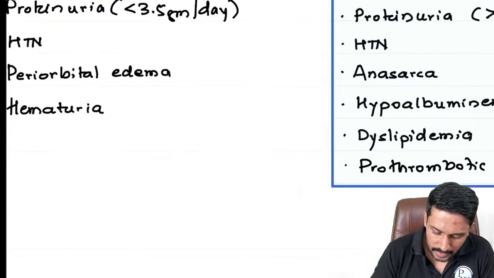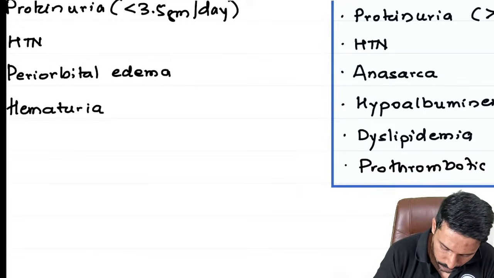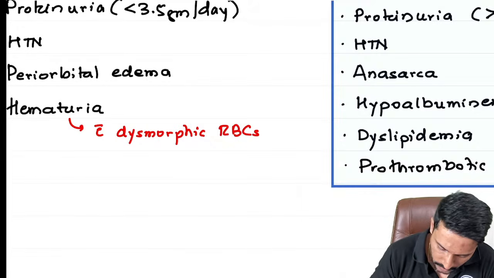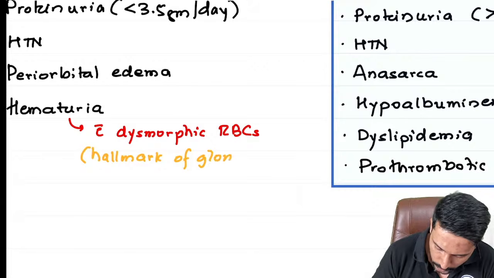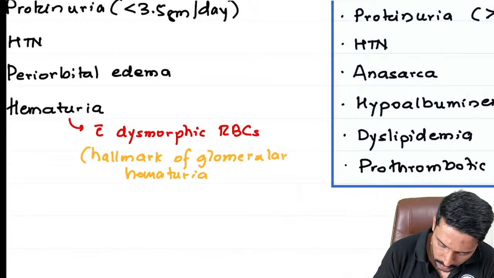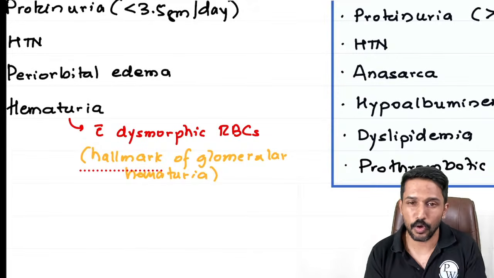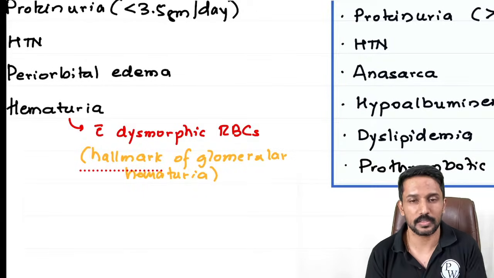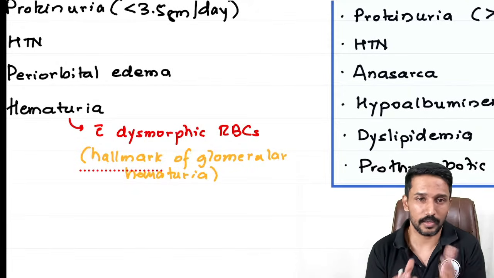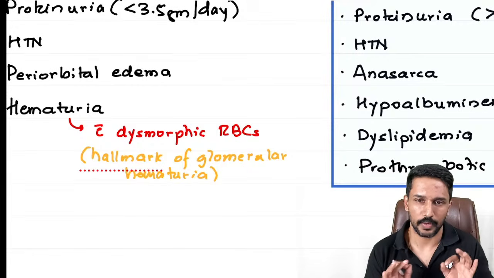So glomerular hematuria is characterized by dysmorphic RBCs. Hematuria with dysmorphic RBCs is considered the hallmark of glomerular hematuria. This is a potential MCQ and also a clue whenever an MCQ says that this patient has got dysmorphic RBCs on urine analysis. The examiner is directly telling that there is glomerular injury, this is glomerular hematuria. Please think about nephritic syndrome. He is giving you the potential clues.